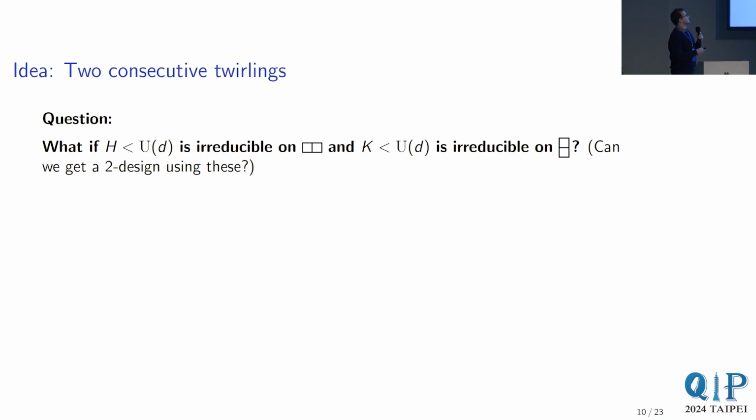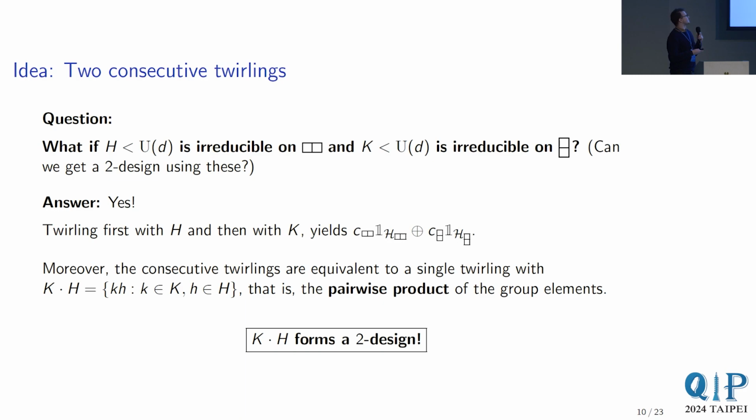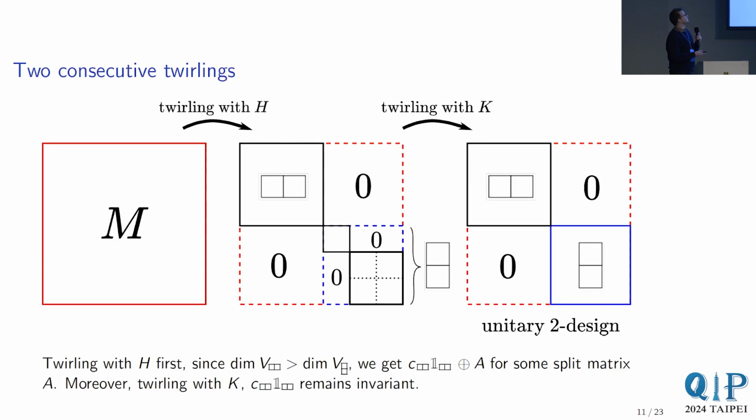So the question is, what if you have a subgroup which stays irreducible on the symmetric subspace and another one which stays irreducible on the anti-symmetric subspace? Can we get a 2-design using these? And the answer is yes. We have to twirl first with H and then with K, which will yield this operator which we need to achieve. And if we twirl first with H and second with K, the consecutive twirlings will be equivalent to a single twirling by forming these pairwise products of the groups. So K.H forms a 2-design.